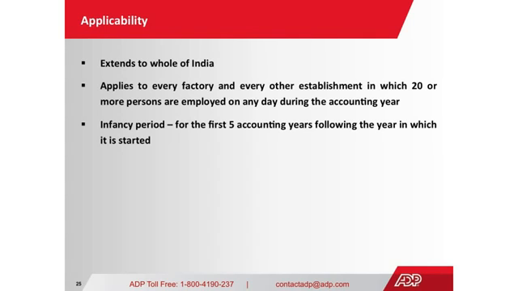The maximum payable bonus is 20%. The minimum payable bonus is 8.33%. There is a technical term called the infancy period. The first 5 years after starting an establishment is called the infancy period. If an organization is running at a loss during the infancy period, it need not pay the bonus. If it is running at a profit even in the infancy period, the 8.33% mandatory bonus has to be paid. After the infancy period of 5 years, even if the establishment is running at a loss, 8.33% of the basic wages has to be paid as bonus to the employee. Depending on profitability, it can be extended up to 20%.